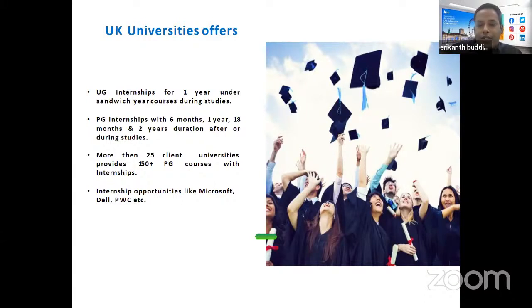And what are the major advantages compared to other countries like the UK? Why do you want to study here? The main thing is low tuition fee. You can finish your master's degree within 13 to 14 lakhs.